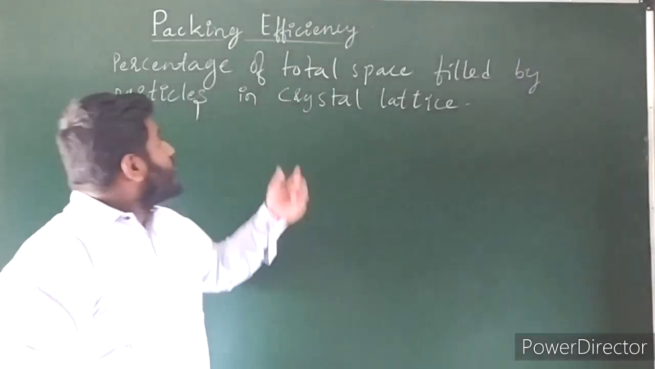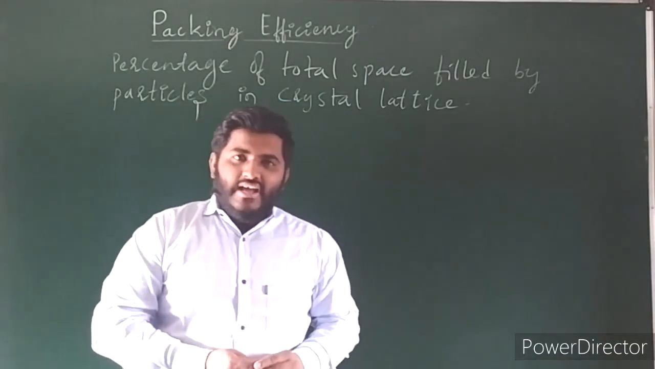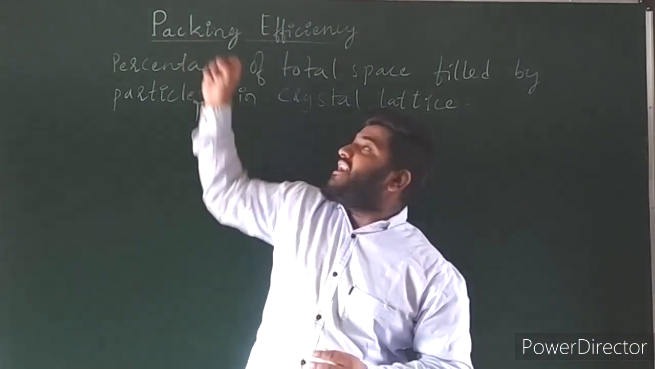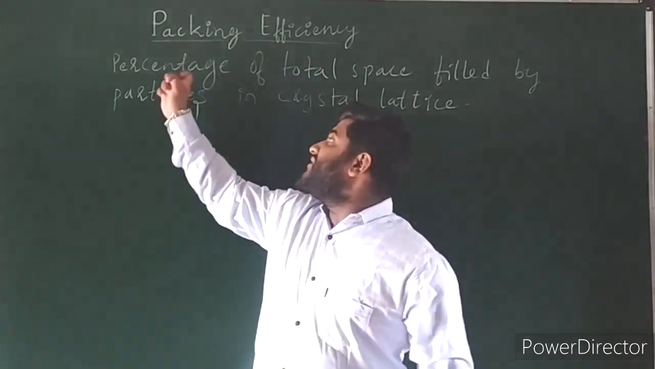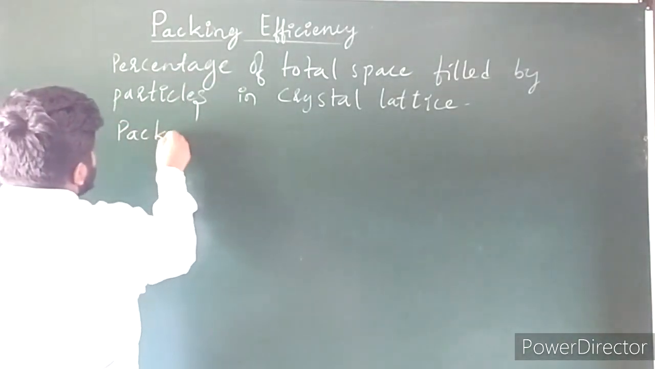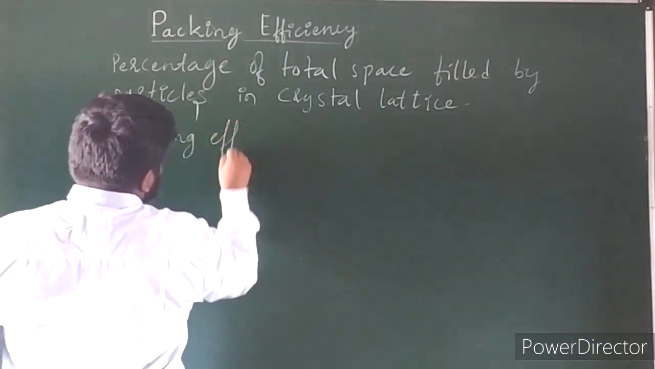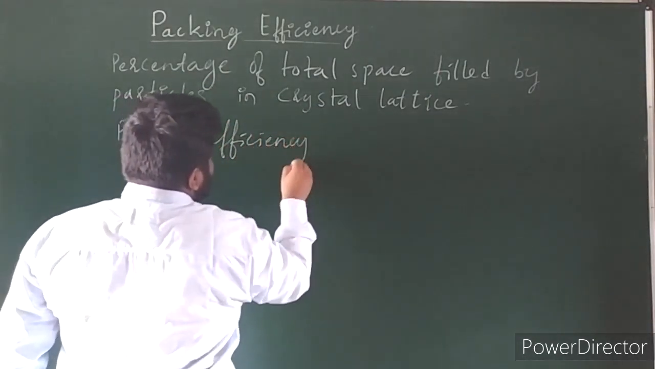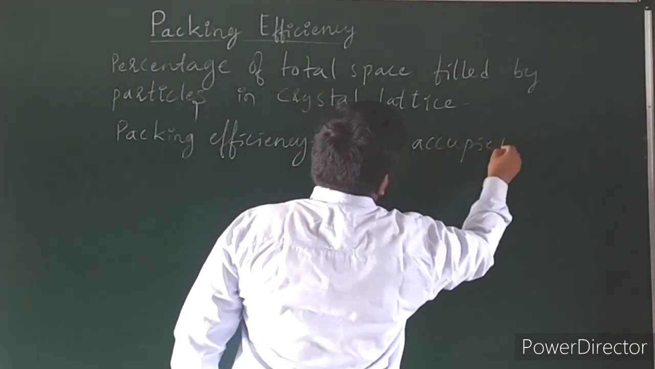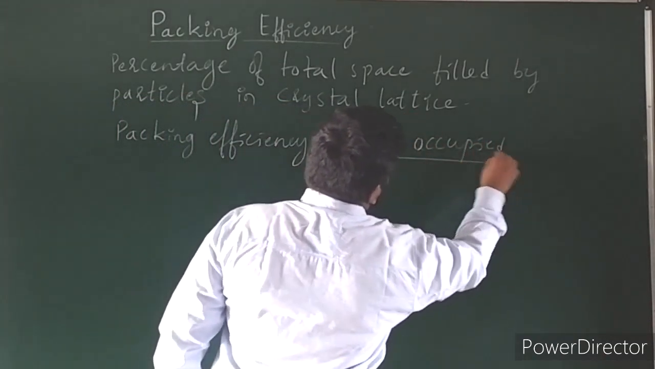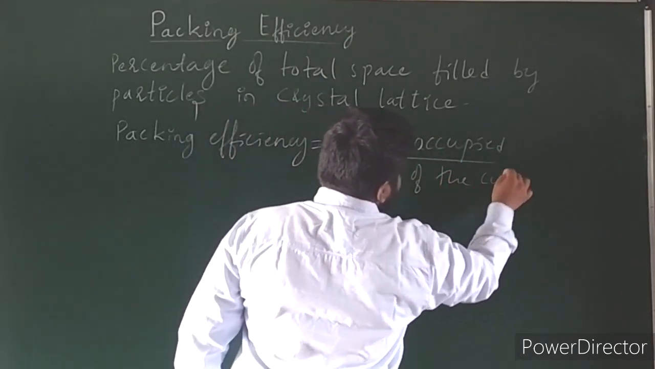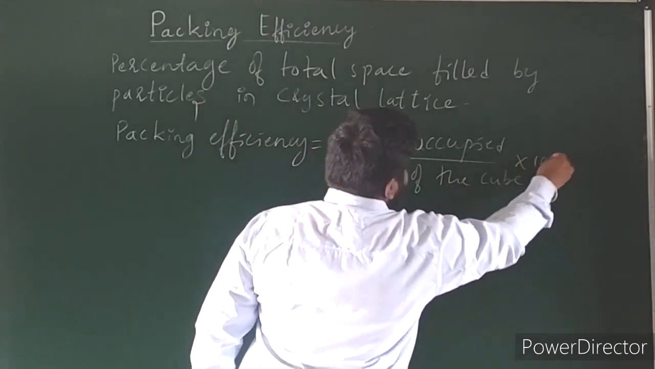So in a crystal lattice or in a unit cell, how many particles are filled, that we have to calculate. That is nothing but your packing efficiency. So we have to calculate the percentage here. Remember, there is a formula. Packing efficiency is equal to volume occupied divided by volume of the cube, into 100.